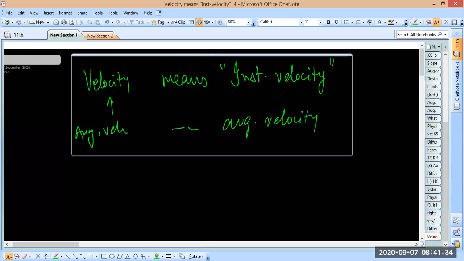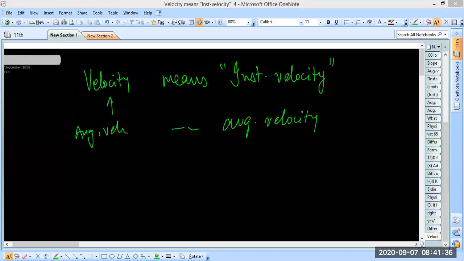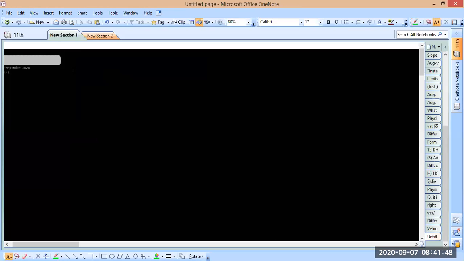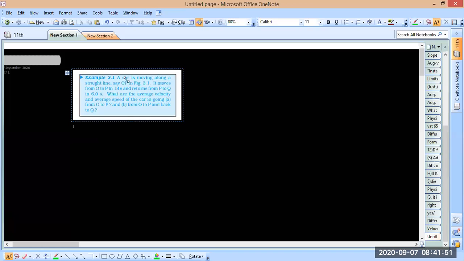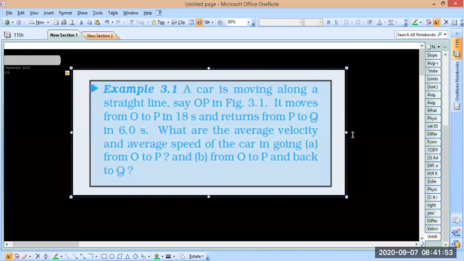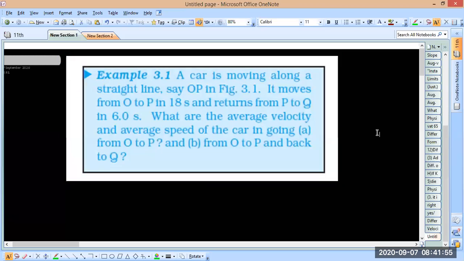All right. So now we are going to solve the example 3.1. Finally, we are solving questions. I'm going to copy the question here, but that does not mean you will sit without your textbook. Yes, that's right, Kavya. Okay, so here's the question.